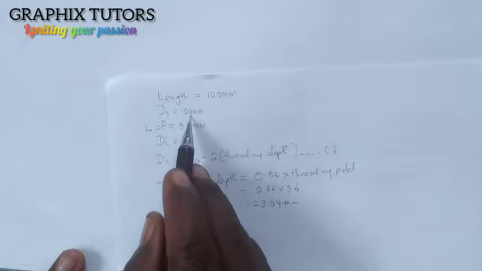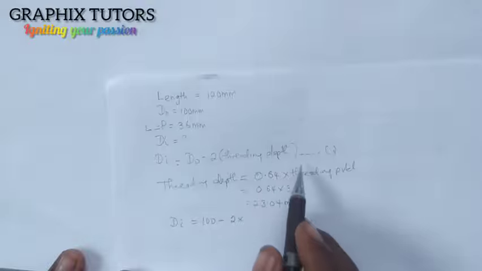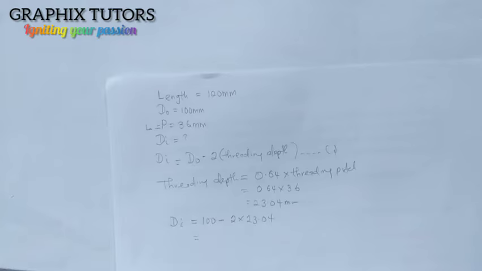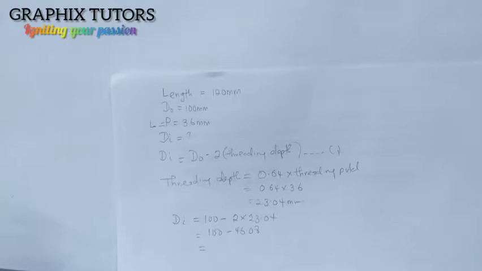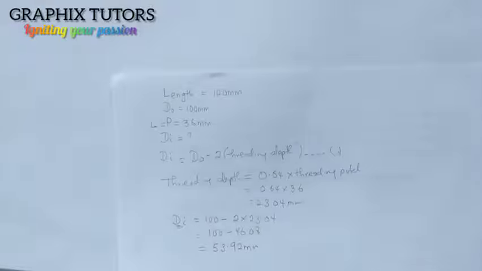Now if I put it here, my internal diameter, di, will be equal to the outer diameter, which is 100, minus 2 multiplied by the threading depth, which is 23.04. So 23.04 multiplied by 2 gives us 46.08. So 100 minus 46.08 will give us 53.92 millimeter.